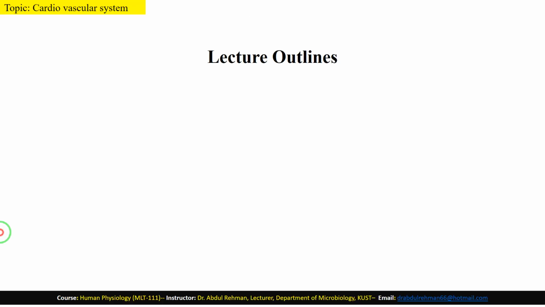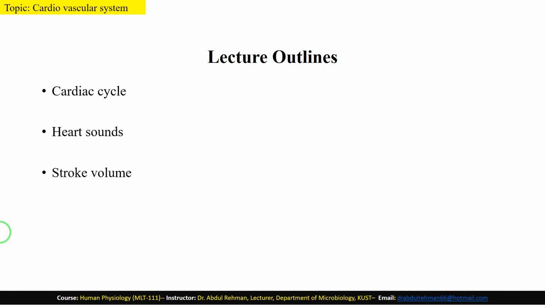Lecture outlines. Today we will discuss the cardiac cycle, that is, how blood is circulated in the body and how the heart plays its role in the circulation. After this, we will discuss heart sounds, because during contraction and relaxation of the heart muscles, a sound is produced that gives us the normal condition of the heart. But if there is a variation in the heart sounds, it reflects heart disease.